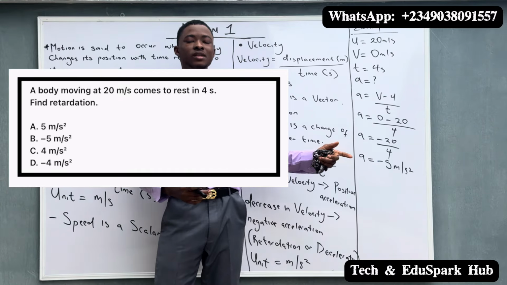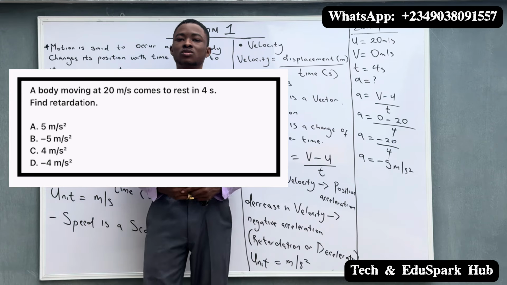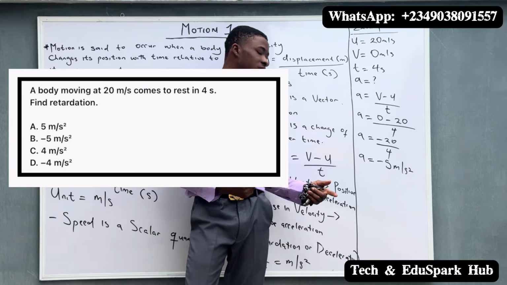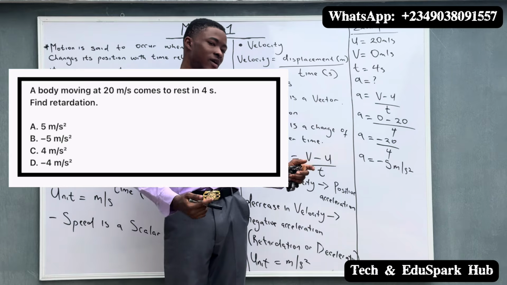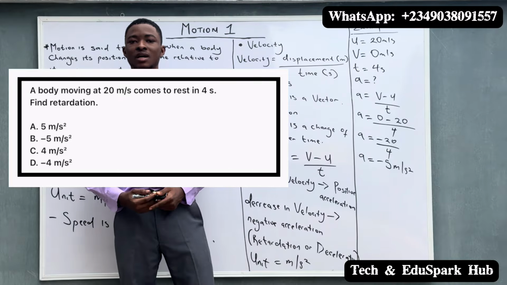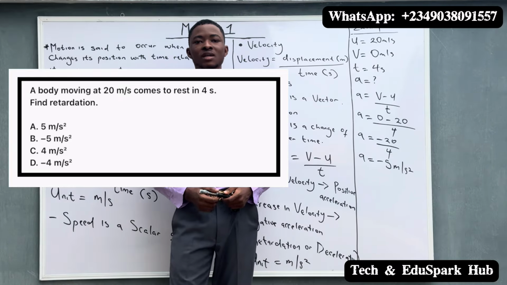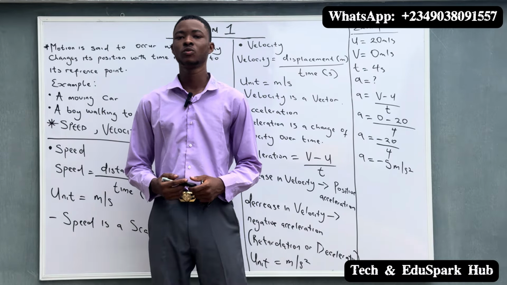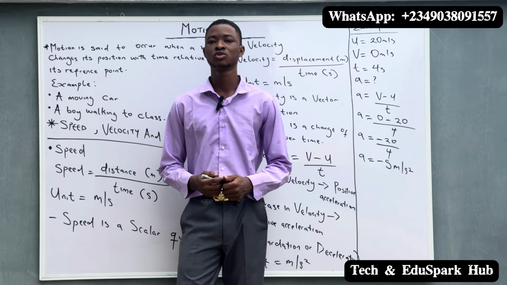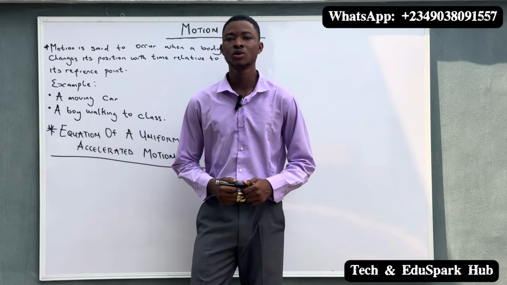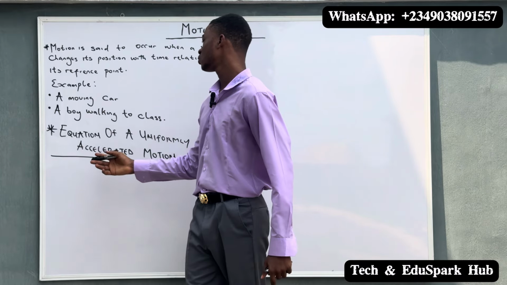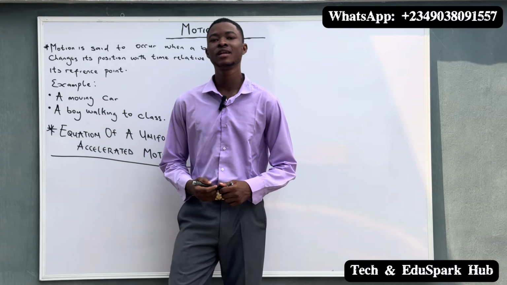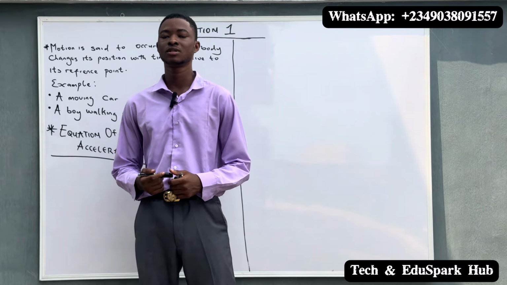You can see we are having a negative acceleration, which is also known as deceleration or retardation. So option B is correct for this kind of question. Minus 5 meter per second square is correct. And this will be all on speed, velocity, and acceleration. So let's move to the next subtopic, which is the equation of motion. Moving to our next subtopic, we have the equation of a uniformly accelerated motion. This is very important in solving any question under motion.